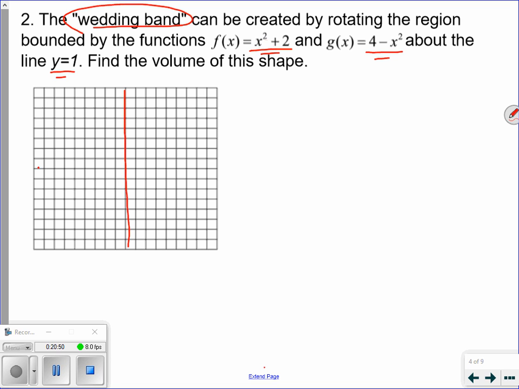So let's do our axes. Let's start with the equation x squared plus 2. So I'm going to go up to just right here, and it makes this equation right here.